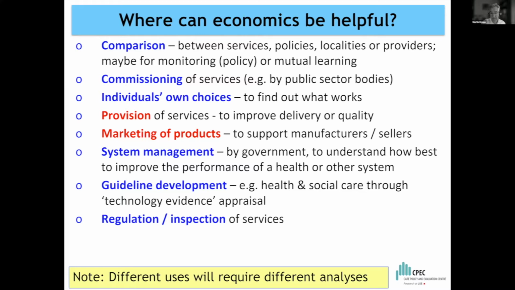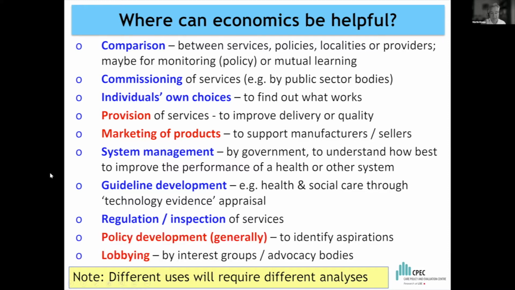And it may be that economic evidence could be used for regulation or inspection of services. That will vary quite a lot. And then finally, very strategically, for broad policy development and for broad policy lobbying, if you can use that term, economic information is used. So lobbying groups, particular areas like dementia or autism or learning disability, might use economic evidence to try and show the importance of their area.